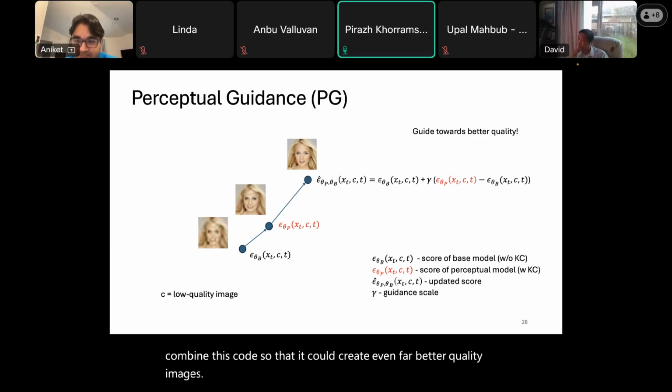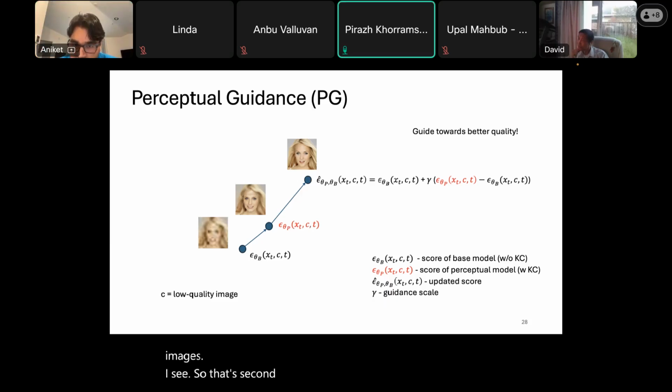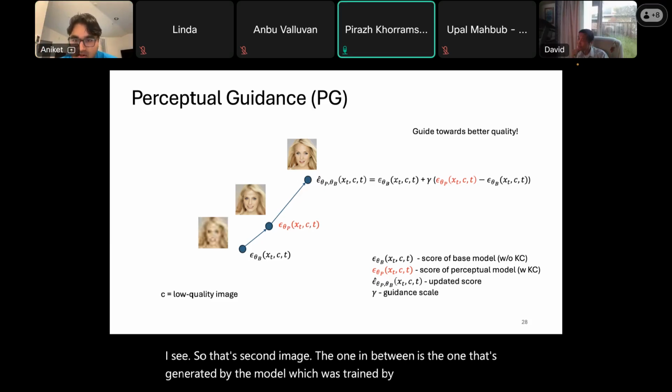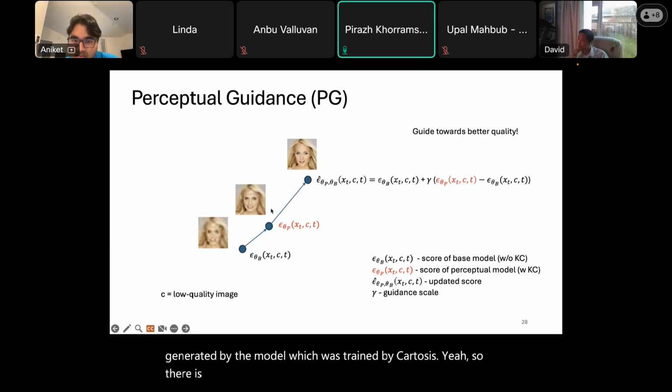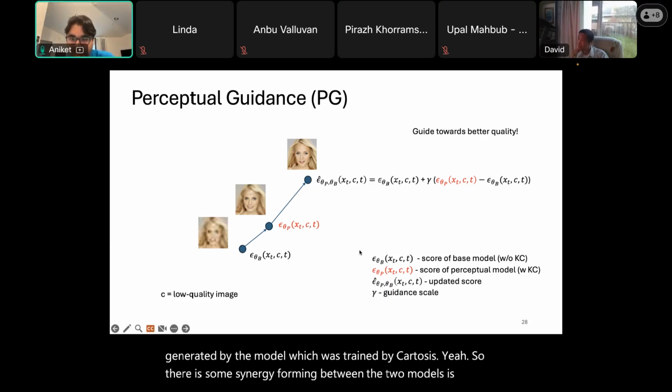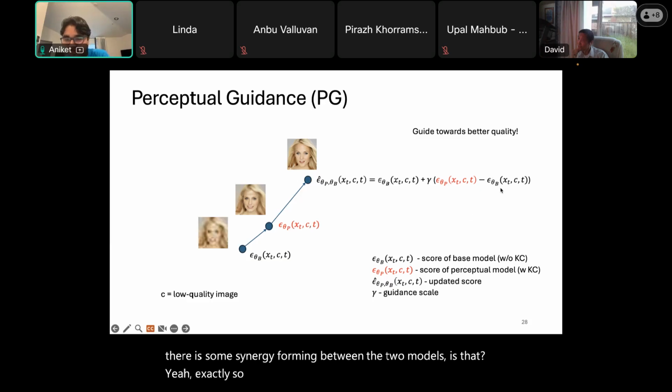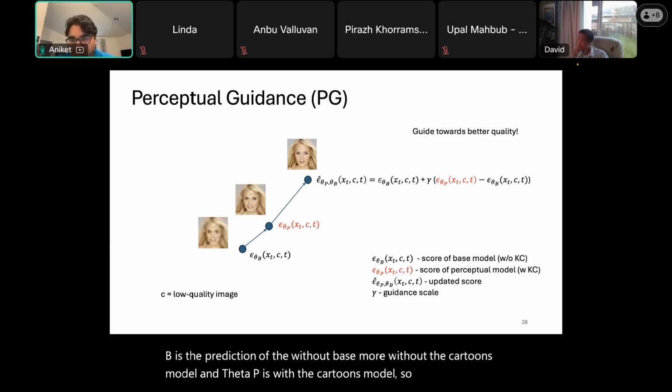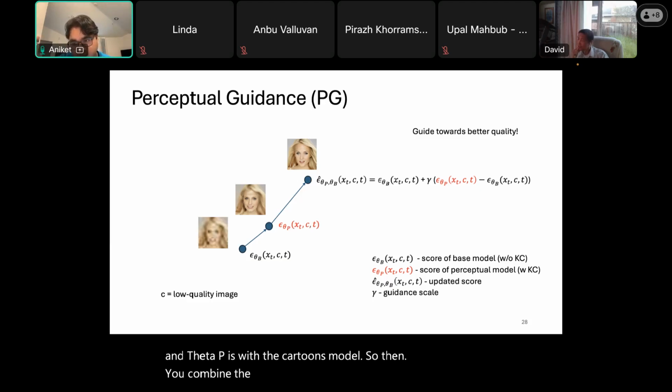Oh, I see. So that second image, the one in between, is the one generated by the model trained with kurtosis. Yeah. So there is some synergy forming between the two models. Is that what you're saying? Yeah, exactly. You can see that theta b is the prediction of the model without kurtosis, and theta p is with the kurtosis model. Then you combine the predictions or the scores so that it can generate a better quality image without any additional training, just by combining the scores.